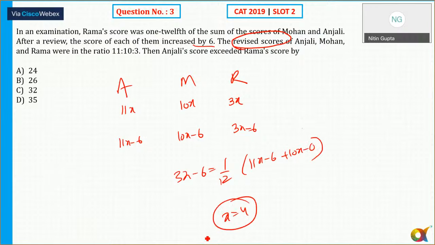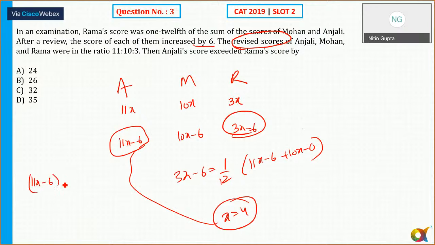And once you get x equal to 4, the question is by how much the Anjali score exceeded the score of Rama. Anjali's score is 11 into 4, 44 minus 6, and Rama's is 3x minus 6. So the Anjali score minus Rama score is 11x minus 6 minus 3x minus 6. That will be equal to 8x, 8 into 4, which is 32. So the correct answer for this question is option C, which is 32.